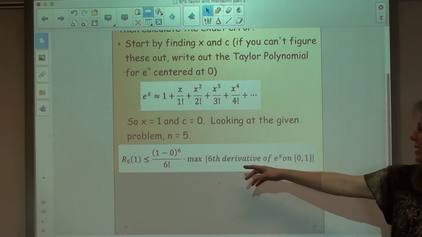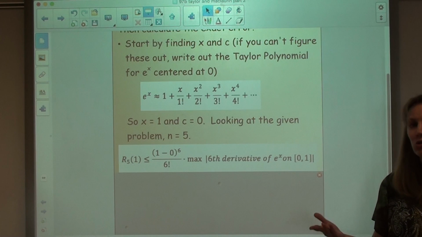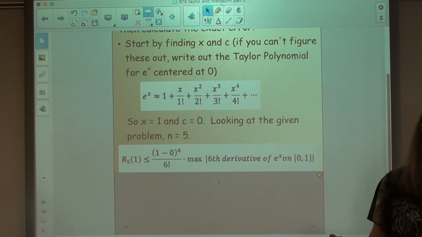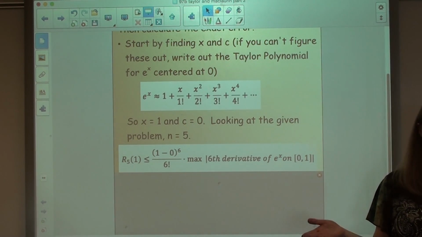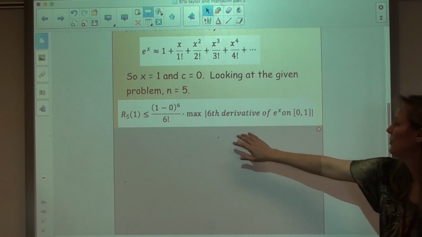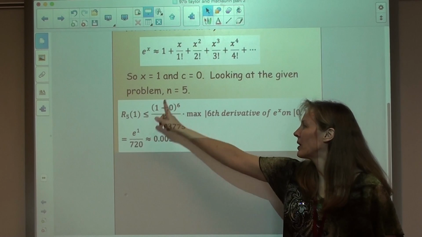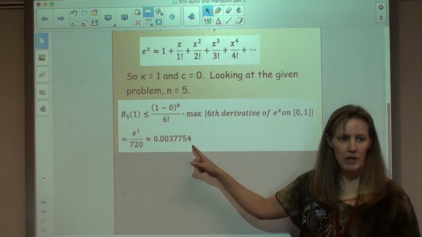So, you find the max. What's the 6th derivative of e to the x? E to the x, right? So really we want the maximum value of e to the x between 0 and 1. E to the x is always increasing, so you just have to check the endpoints. What's e to the 0? What's e to the first? Which one's the biggest? That's your max value. So we get e, because this is just 1, over 6 factorial, 720, and that's our error approximation.